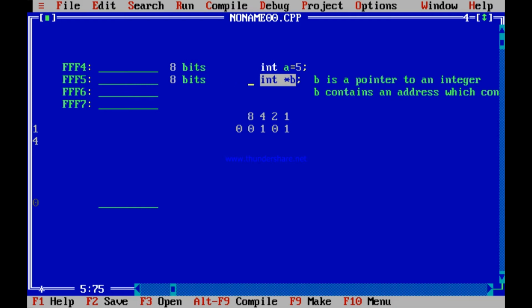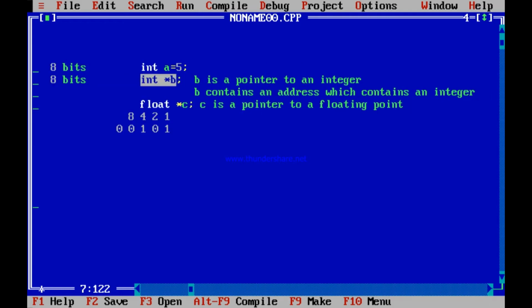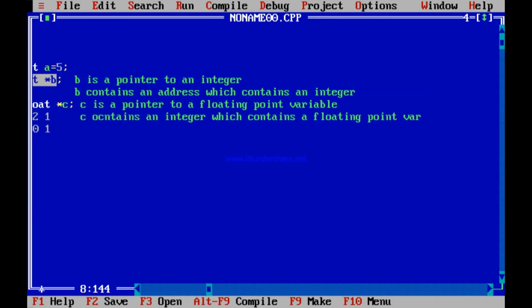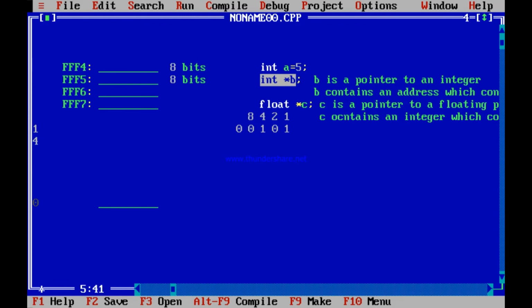Suppose you would have written float star c. What does that mean? That means c is a pointer to a floating point variable. That means, again, c contains an address, which contains a floating point variable. So if you write float star c, c will again contain FFF4, FFF5, FFF6, something like this, the address. But that address will contain what? That address will contain a floating point variable. We will take floating point variable pointers later.